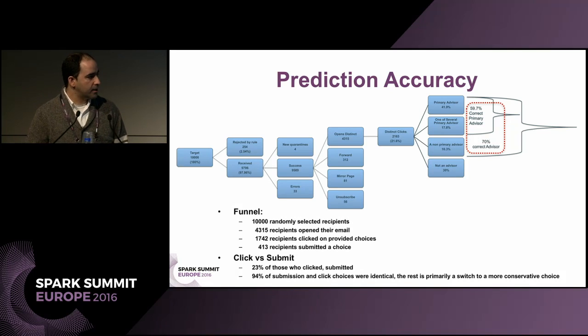We also look at the click versus submit, and we found that about 94% of people actually submitted the same choice as the choice they clicked on in the email, which is a good thing for us because it tells us that maybe we can also use this for training.